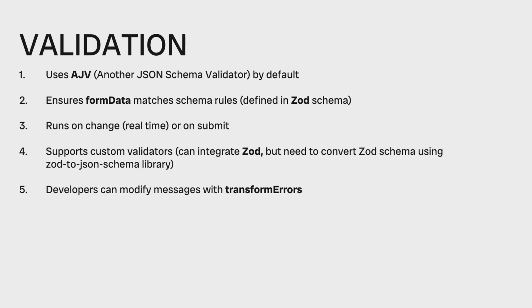RJSF uses AJV for validation by default, but it does support custom validators such as Zod. But we need to convert the Zod schema to a JSON schema. Validation ensures that form data matches schema rules that are defined in the Zod schema. It runs on both onChange, which is in real time, or onSubmit, which is after the submit button is clicked. Developers can also modify the messages with transformErrors.